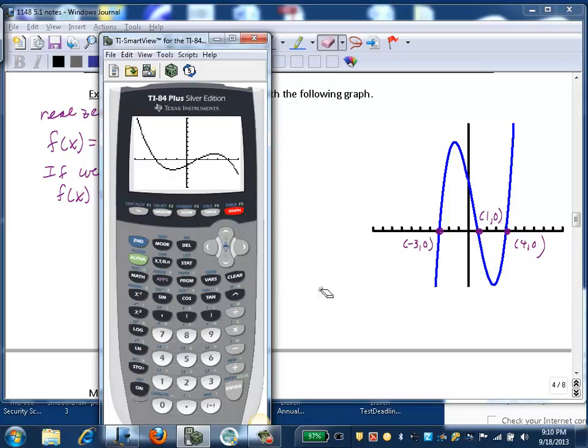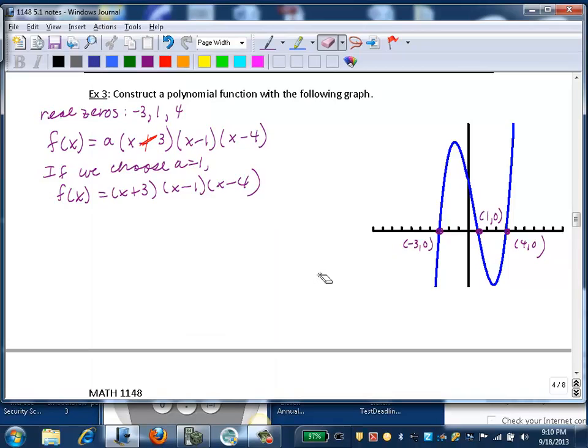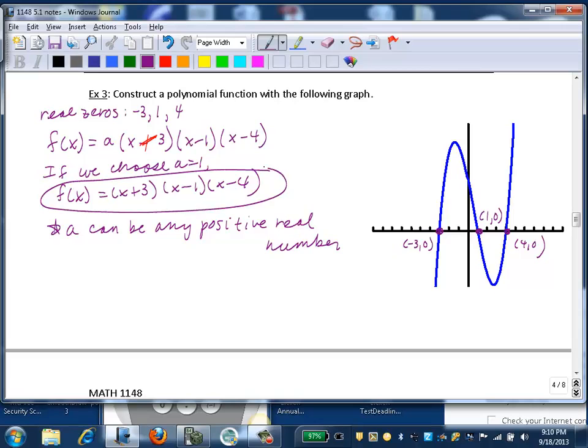But that a value then can be any positive real number. It just can't be negative because that would reflect that shape. So the easiest way to answer this problem would be you choosing an a value of 1, but you could choose any value out in the front, a 2, a 1/2, as long as it's positive.